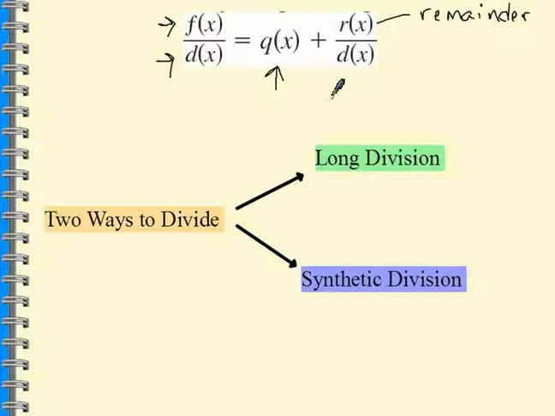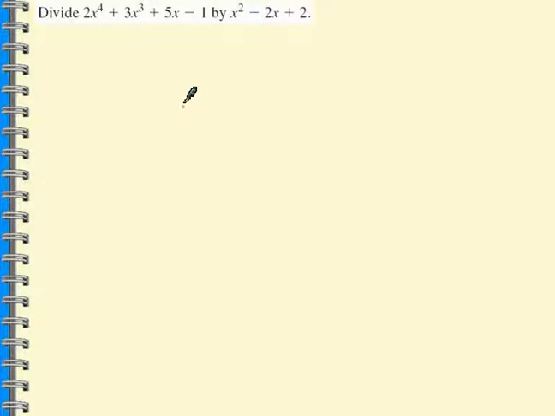Okay, and we have two different ways that we're going to divide today. First one is long division, second one is synthetic division. Okay, this kind of ties into the synthetic substitution that we saw a few sections ago. Okay, first, long division. We're going to go back to when you first learned how to divide and actually carry out long division. So if we want to take 2x to the fourth plus 3x cubed plus 5x minus 1, and we want to divide by this quantity, we're going to use long division.